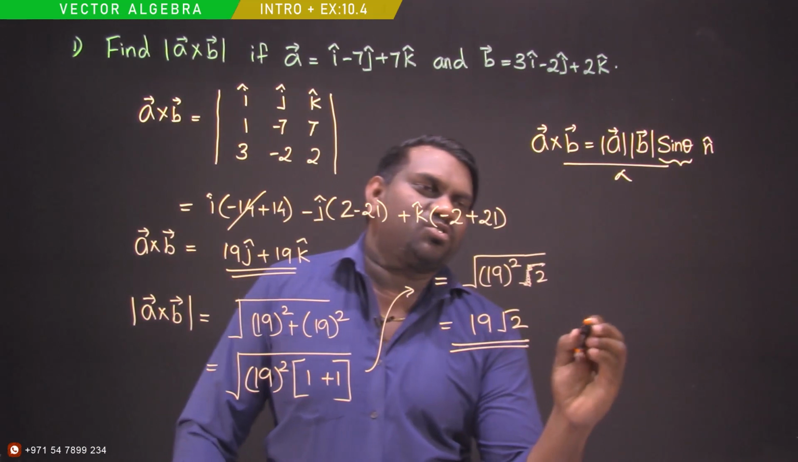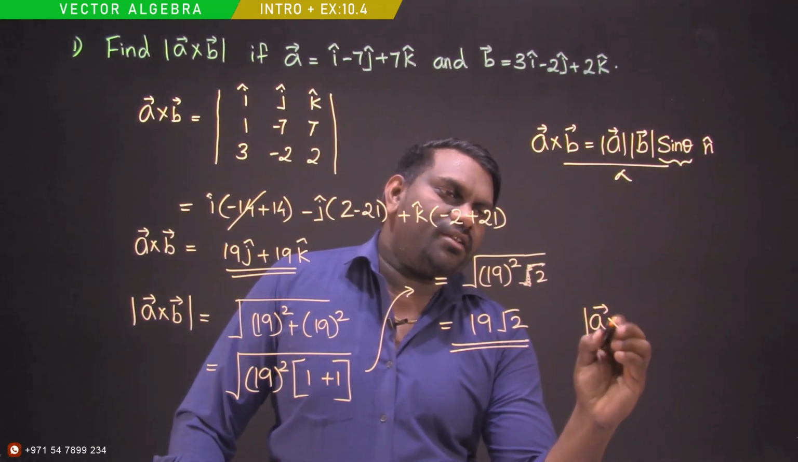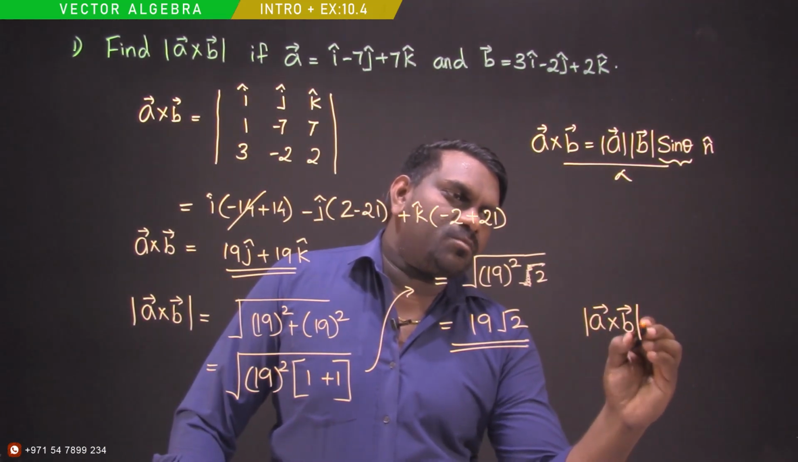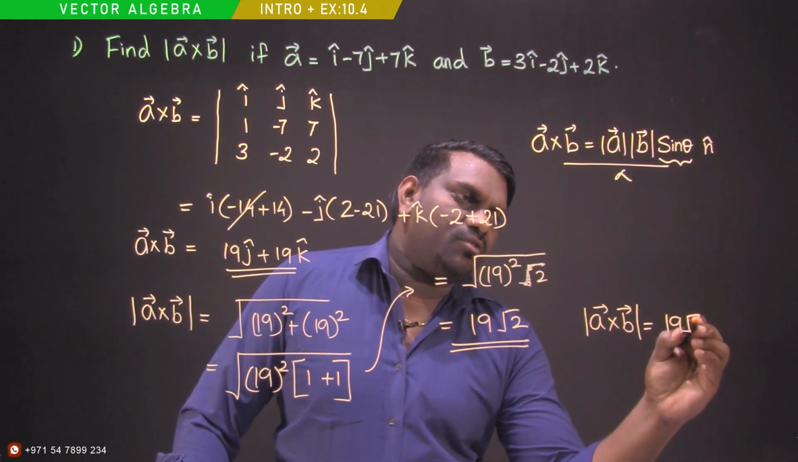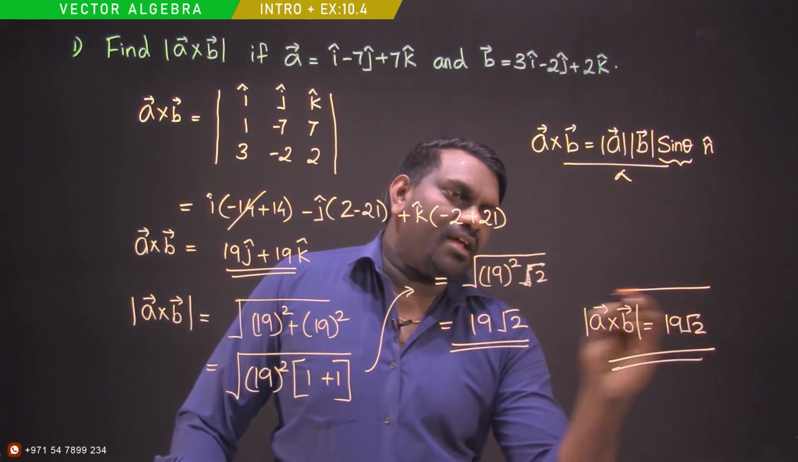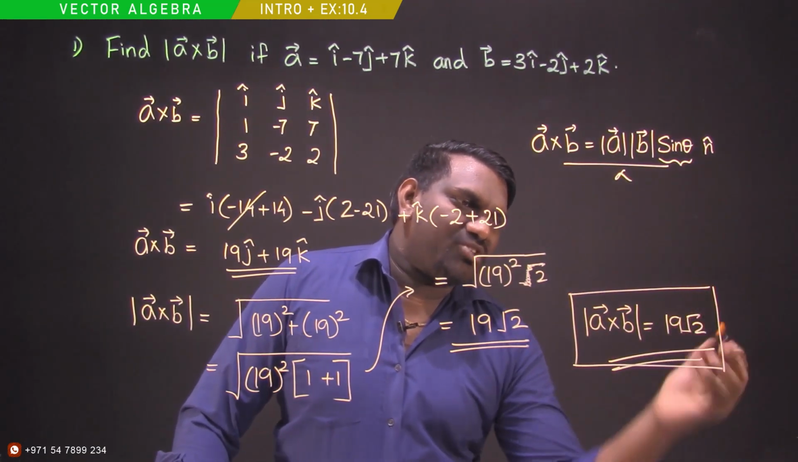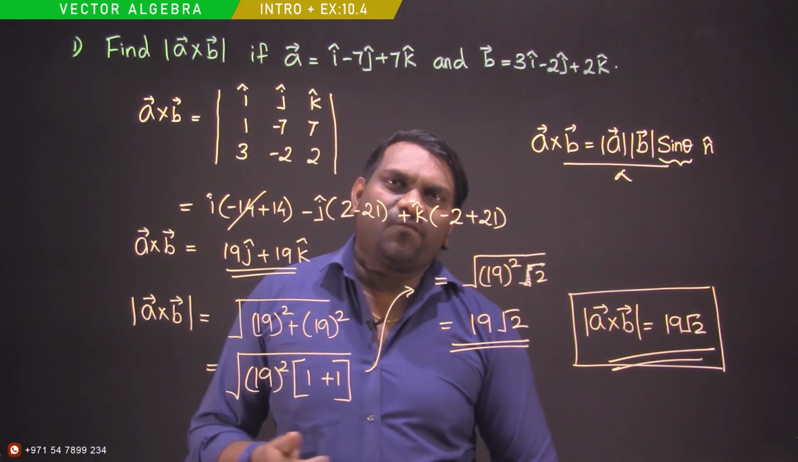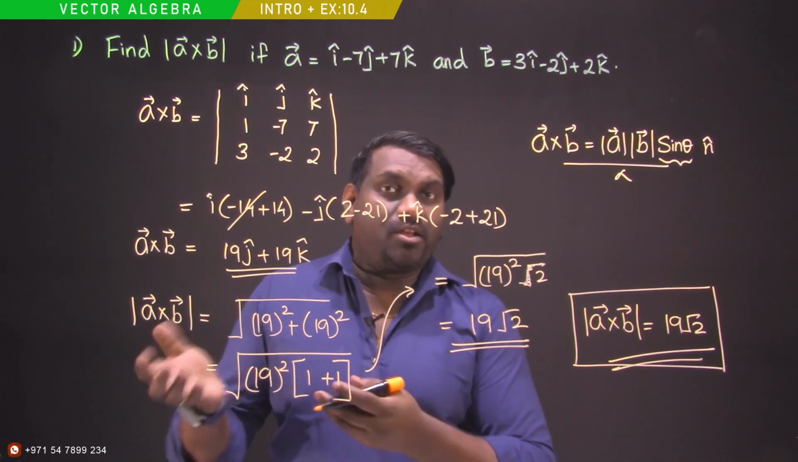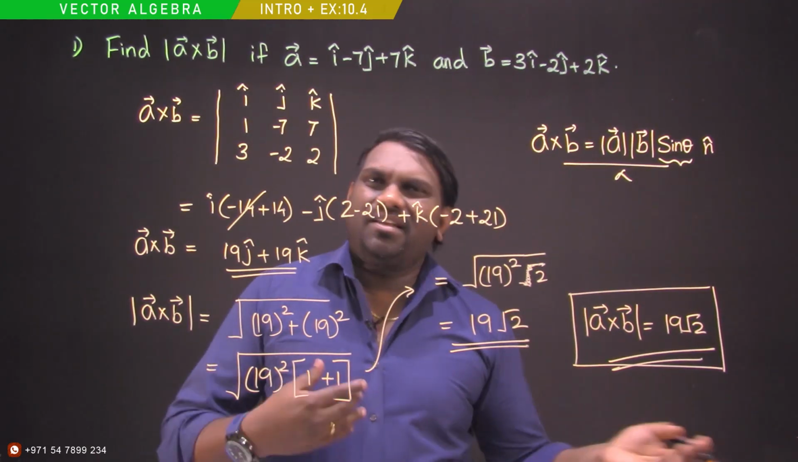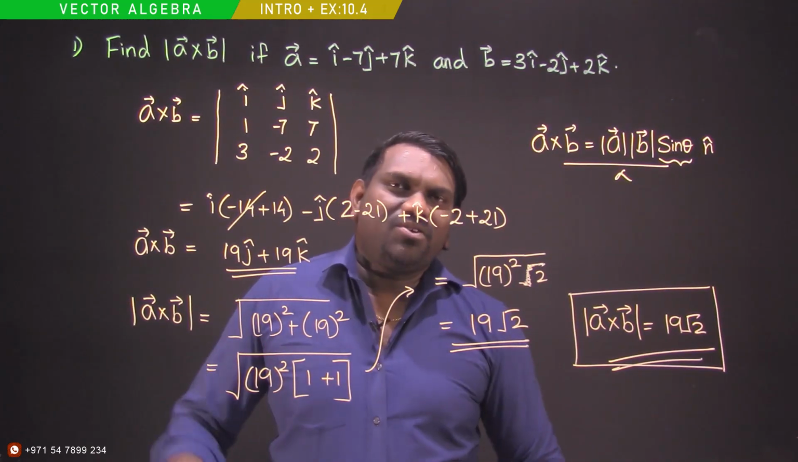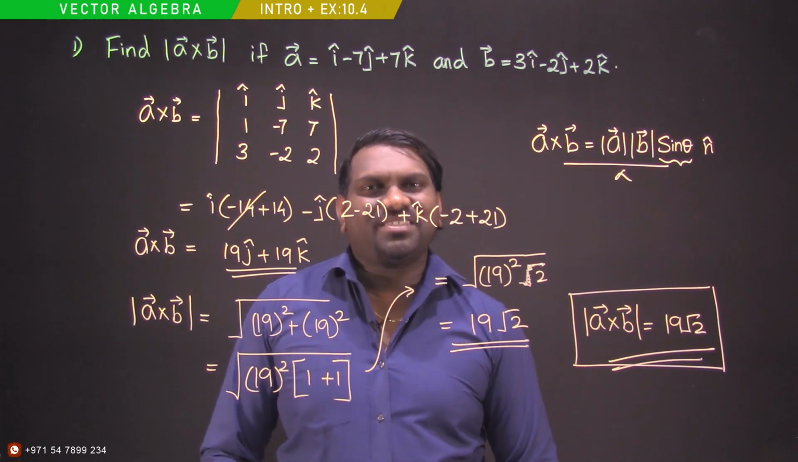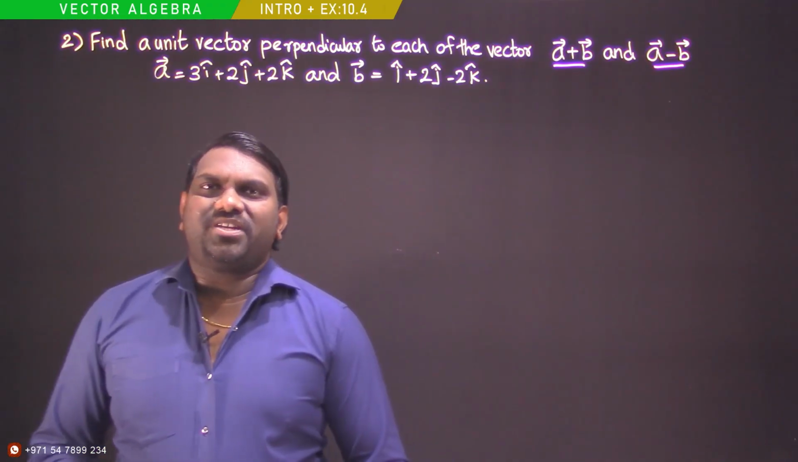So what did they ask us to find? They asked to find the modulus of A cross B, which is in fact 19 root 2. And this is your answer for the very first question. So isn't it easy? The determinant method is so easy for finding your A cross B, dear, as well as the modulus. You can do it very easily. So that was the first question, dear. Move on to the second one then. On to the second question, dear.